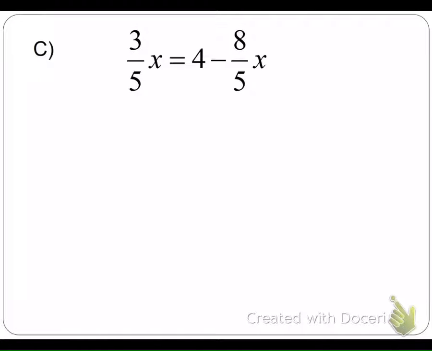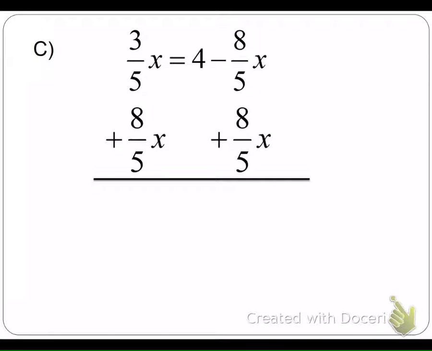So for a few reasons, we'll add the 8/5 x. First of all, if you subtracted the 3/5 x, you'd end up with nothing equals a whole bunch of stuff. That's not how we solve equations that just have x's in them. The other reason is that if you have a negative x term and you add it, then you end up with positive x's, and those are just easier to deal with. So either way, that's our go-to on this one.